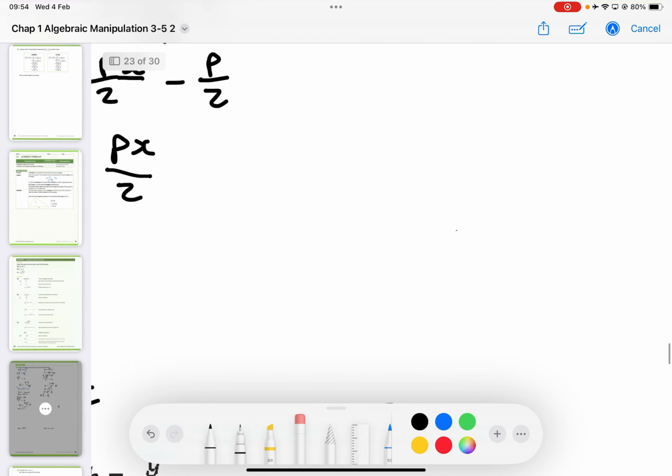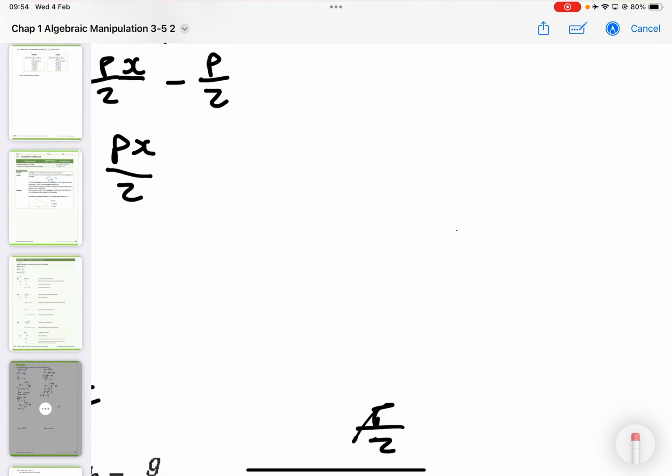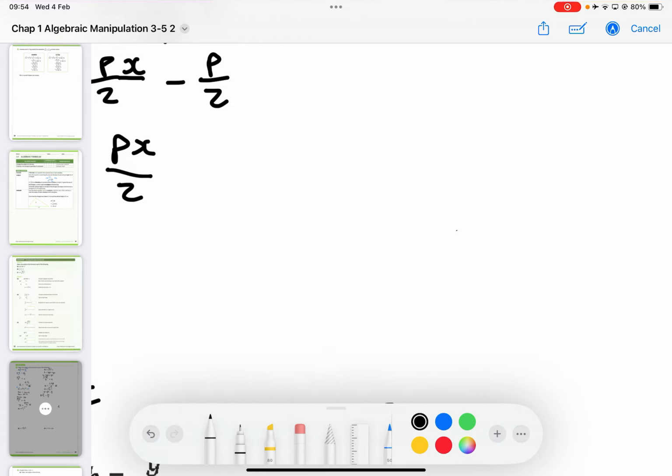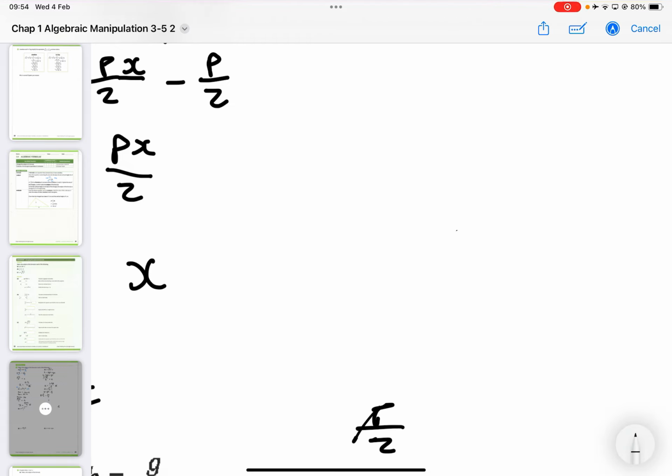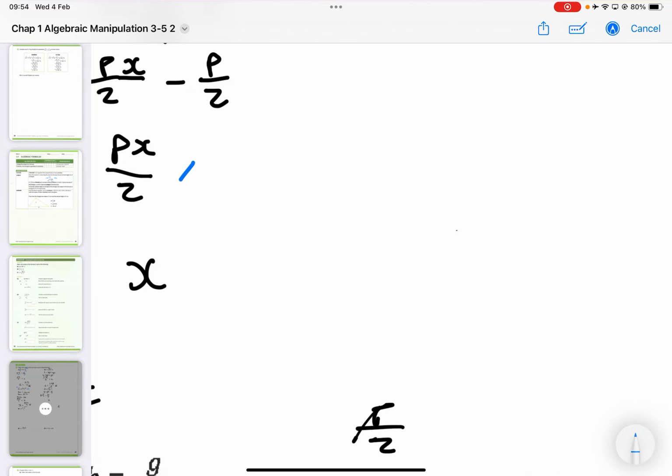Okay, see here first. From px over 2, I want it to become x. Instead of dividing by p over 2, I can use multiplication. I multiply 2 over p.